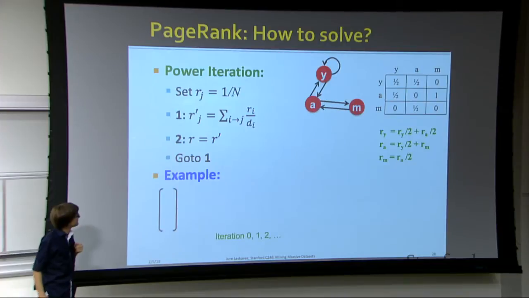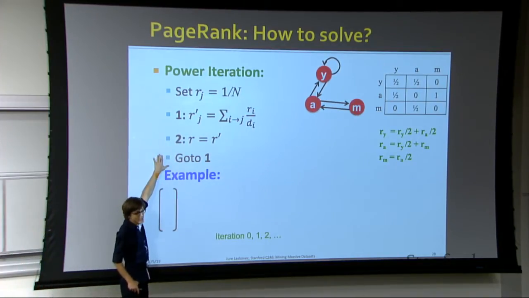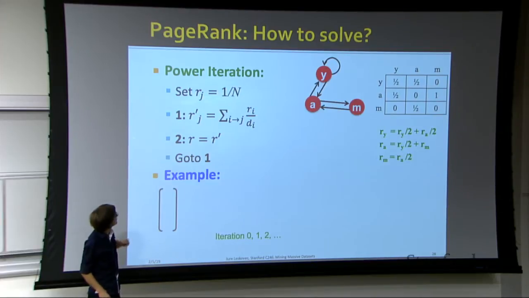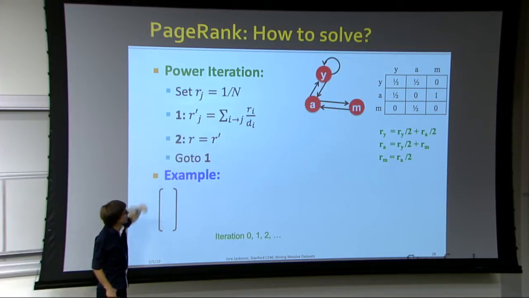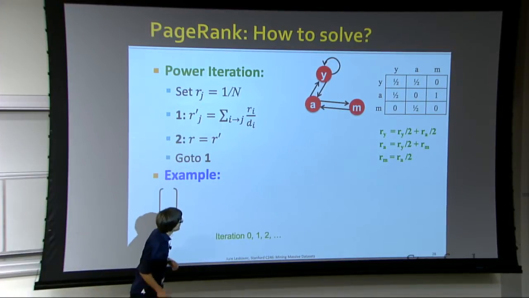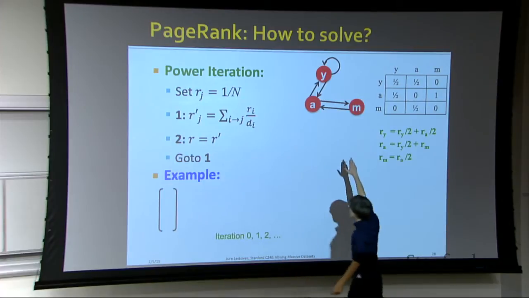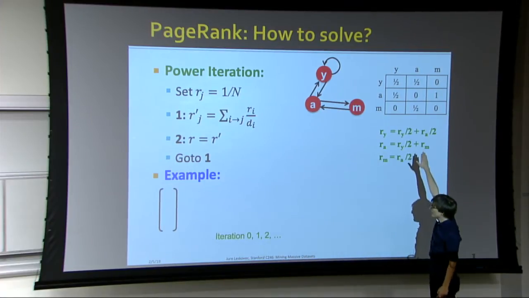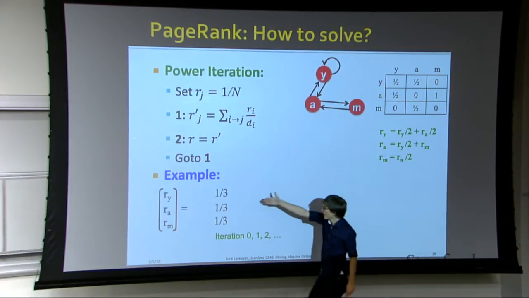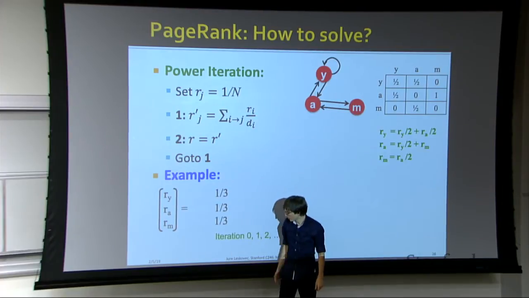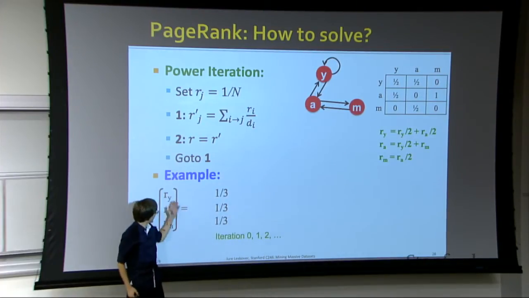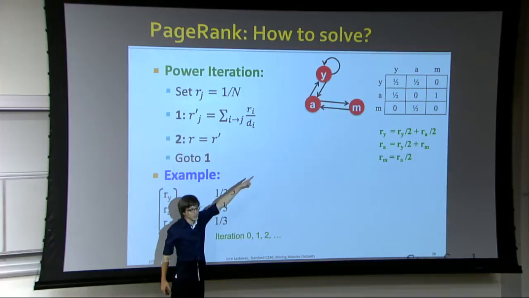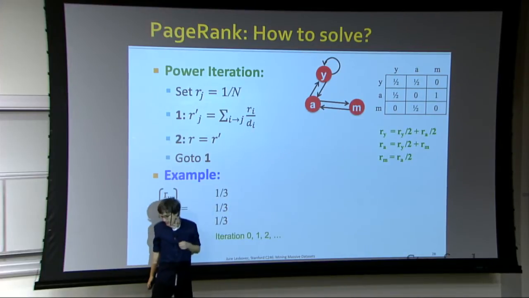To show you that this works on a simple example, here is my power iteration in pseudocode. I initialize R, and then I run steps 1 and 2 until I converge. So let me now show you. This is again the graph we have. This is our matrix M. This is our initial guess at the PageRank importances. And all I will do is take this vector and keep multiplying it with that matrix up there in the corner.